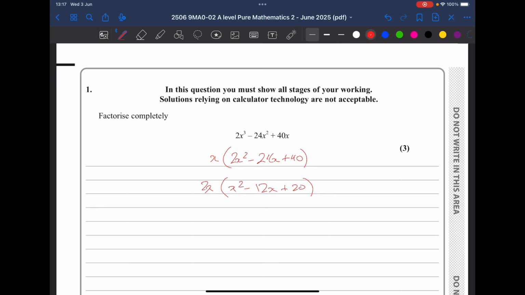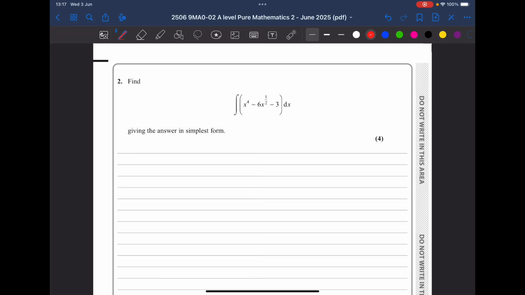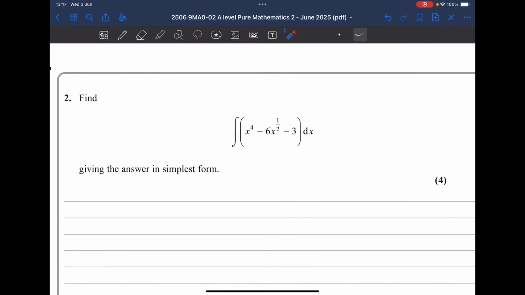So numbers that times to make 20, add up to make 12, or take away to make 12. So looking at that, we have a 10 and a 2. So we have minus 10, minus 2. Hopefully nothing too bad on that one. Lovely jubbly. Number 2 then, same sort of stuff, but integrating.